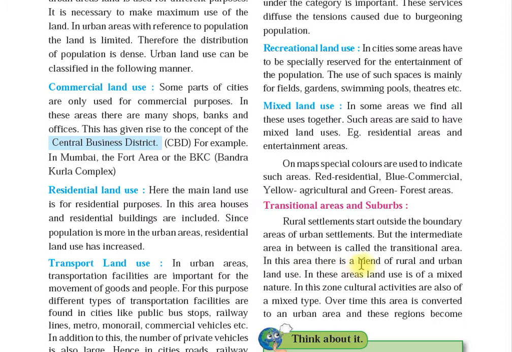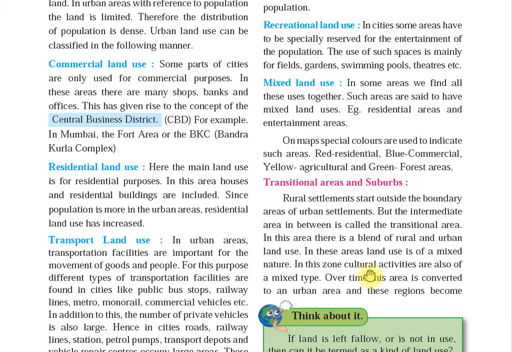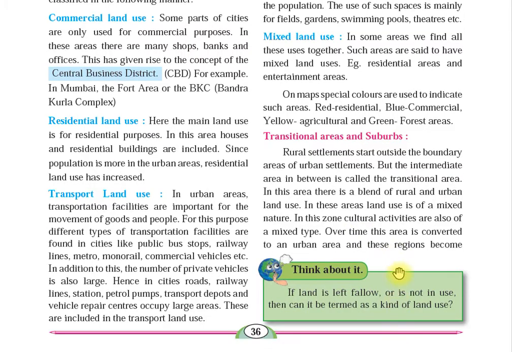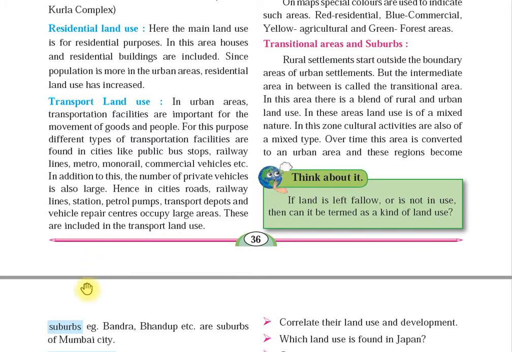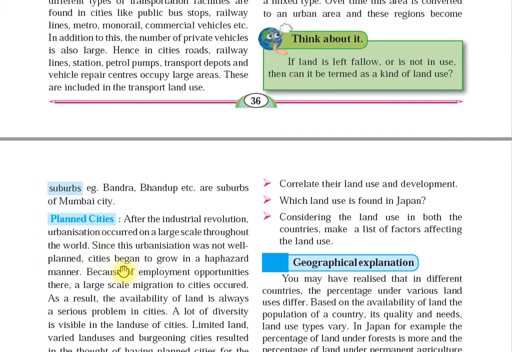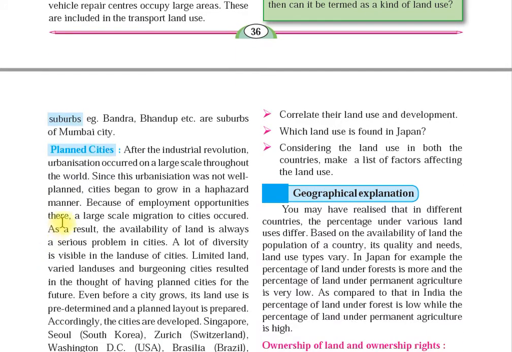In this area, there is a blend of rural and urban land use. So in these areas, we try to use for benefit of rural areas also and benefit of urban areas also. In these areas, land use is of a mixed nature. In this zone, cultural activities are also of a mixed type. So many activities are being carried out in such kinds of lands. Over time, this area is converted to an urban area and this region becomes suburbs. Example, Bandra, Bandup, etc. are suburbs of Mumbai city. Means they are the part of Mumbai city.